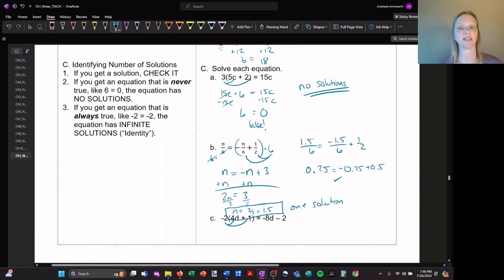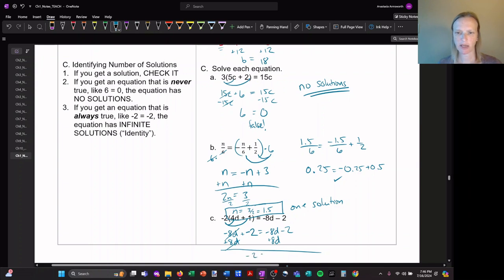in order to solve the equation, I need to simplify first. So negative 2 times 4d is negative 8d. Negative 2 times positive 1 is negative 2, equals negative 8d minus 2. Perhaps you already see the pattern that's appearing here, but let's confirm. Let's see, we're going to add 8d to both sides of the equation so that we can consolidate all of our variables on one side.